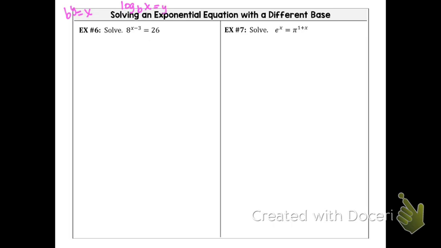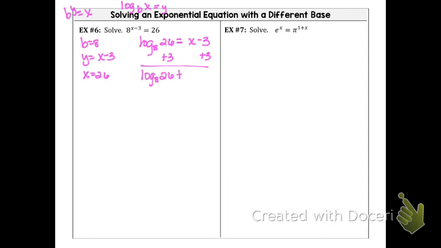So I know that my b is 8, my y is the x minus 3, and my x is the 26. So I'm going to take log base b of my x equals y. And then you're just solving for your variables. So add the 3. And so we get log base 8 of 26 plus 3 equals x. It is not log base 8 of 29, guys.